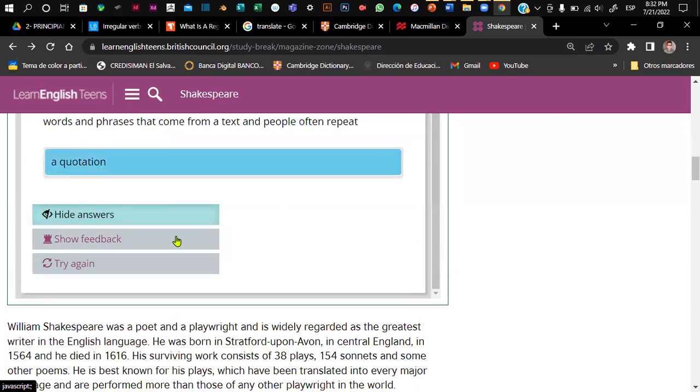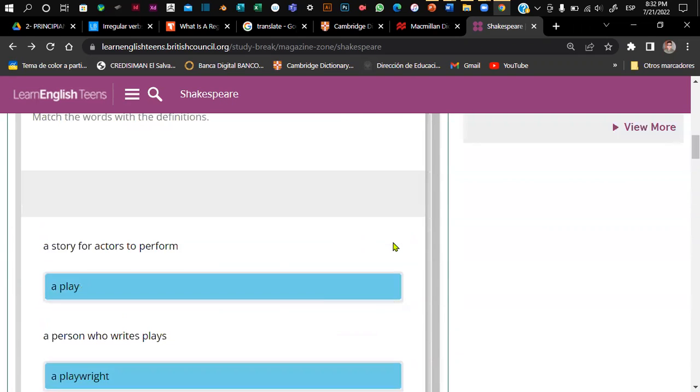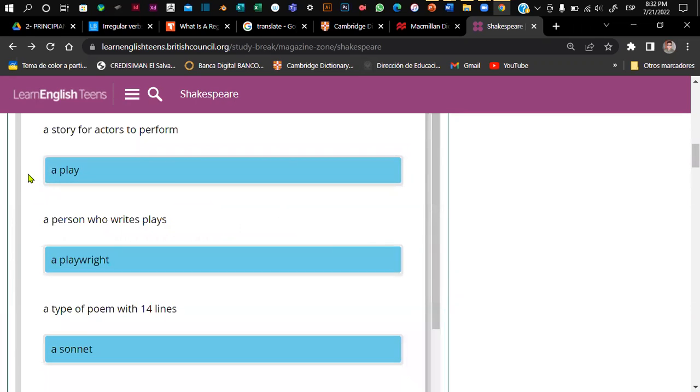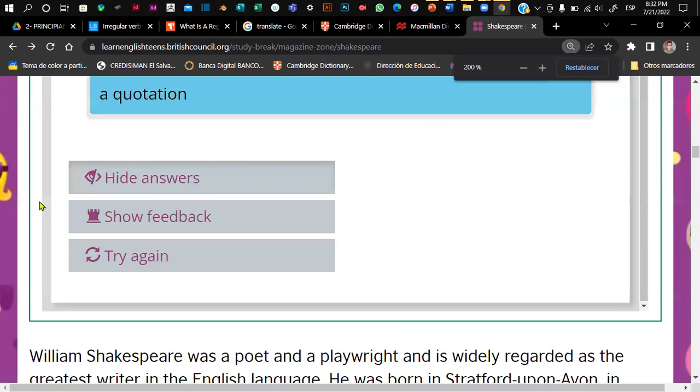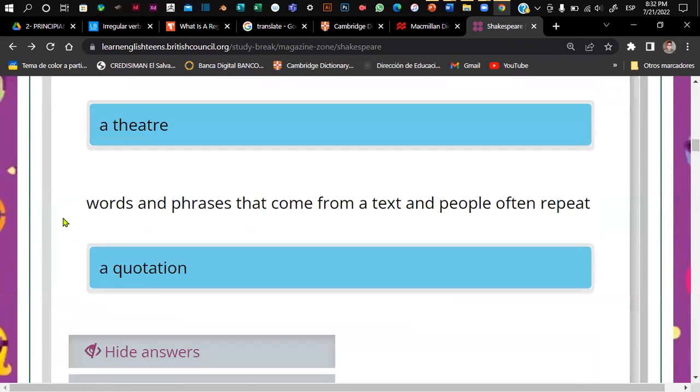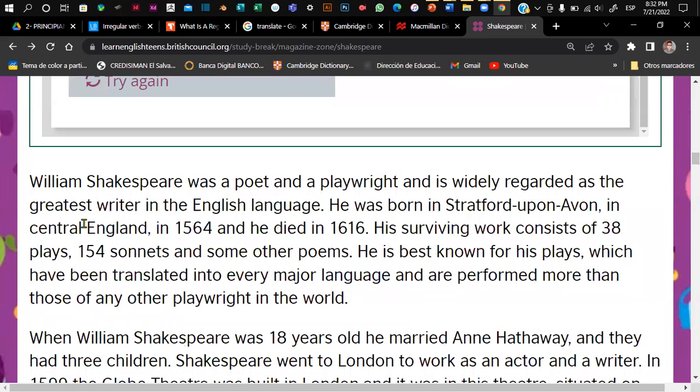Show answers. Okay. Let's make sure that is the answer. Correct. Okay. Only 2 incorrect, but not bad. Not bad. No estuvo mal. Okay. Let's see. Now we have in this part, after the first exercise, the reading part. Okay, let's see.